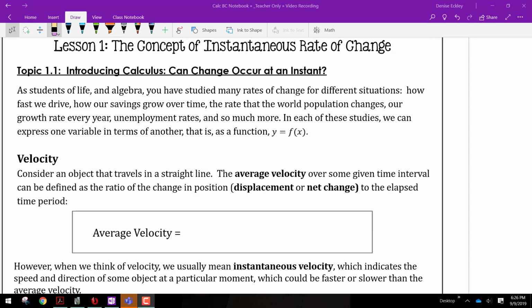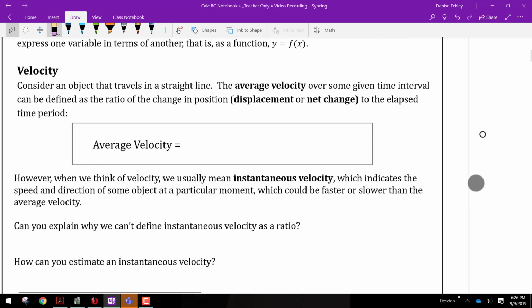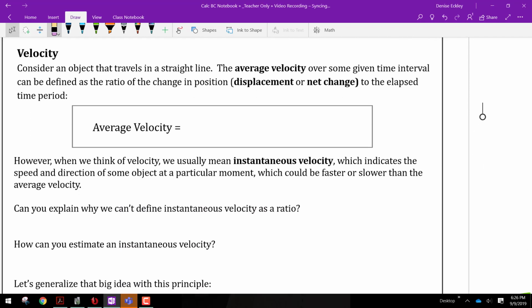We always talk about rates, how things are changing. So what we're looking at is how one variable changes in terms of another. So we're looking at functions, y equals f of x. So we're going to start with the most obvious one, which is velocity. So velocity, for now, is going to be an object that travels in a straight line.